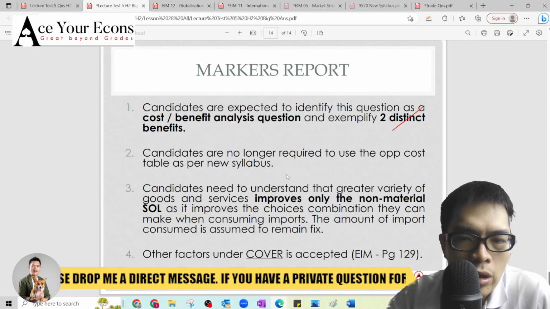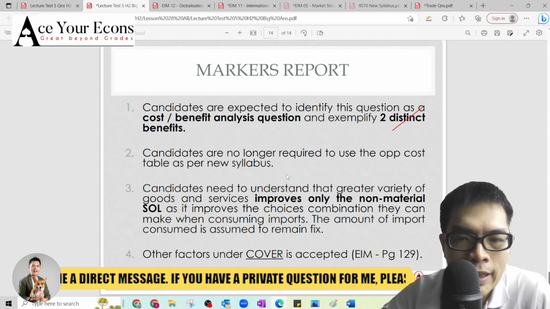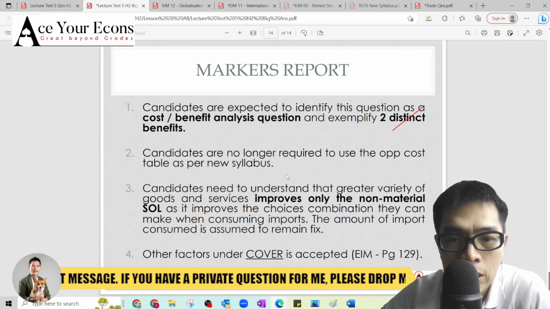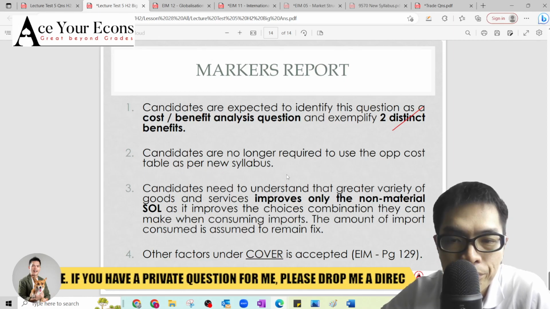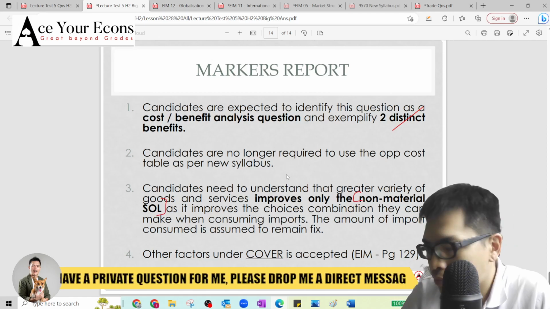So the next one that you want to differentiate is that variety does not necessitate greater consumption. I've established this many times, right? You get to choose, but you don't choose everything. So it has to be a non-material perspective.